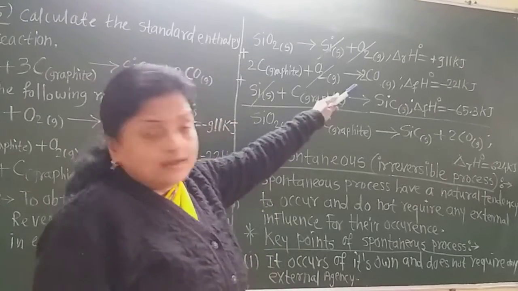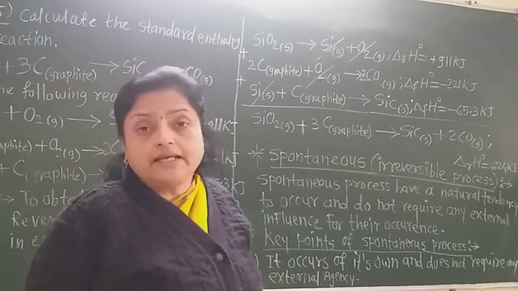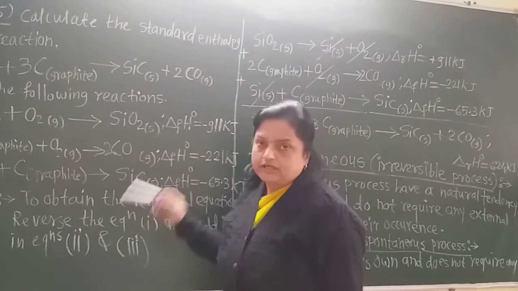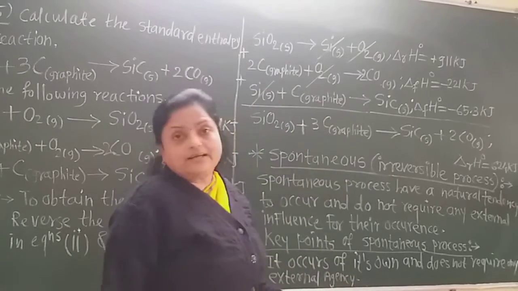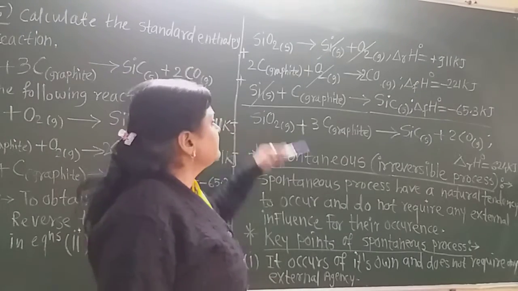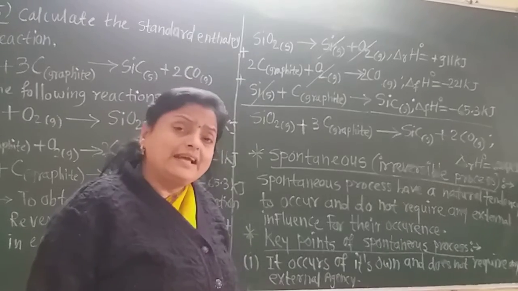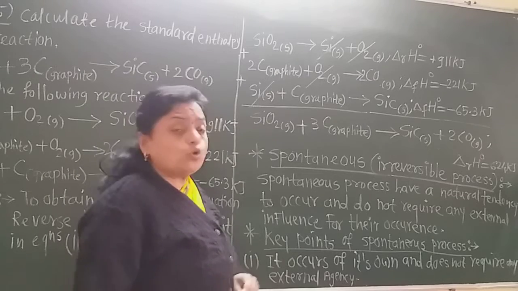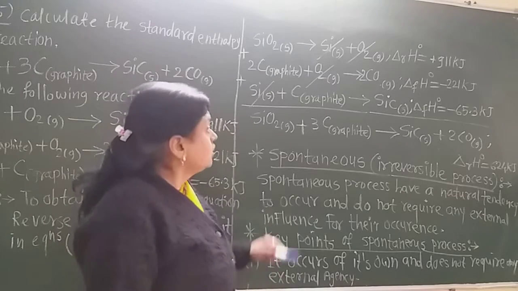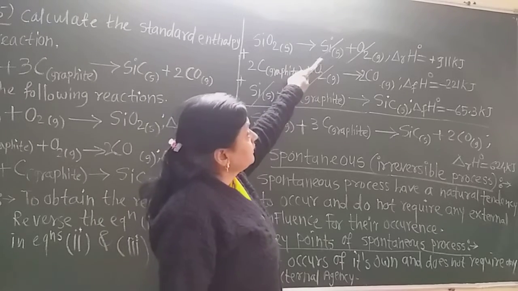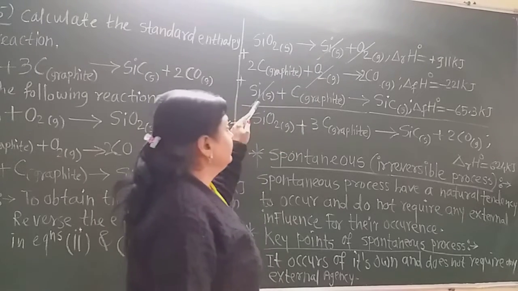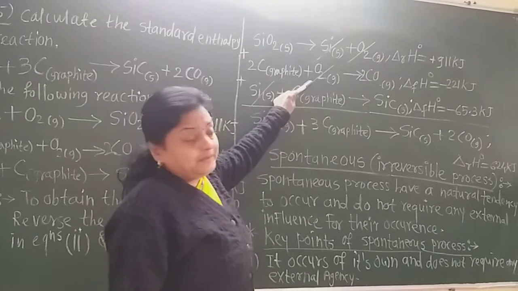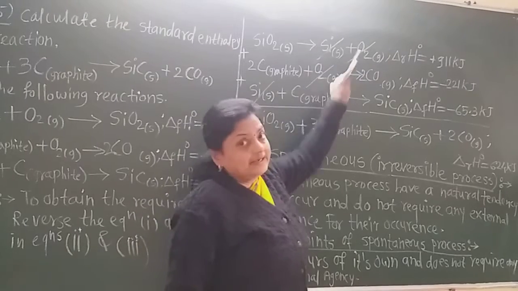Now I write the sign as positive because in the first equation the sign of this enthalpy change is negative. So I write plus 911 kilojoule. And the second and the third equations I write as they are. Now what is here: the silicon on the right hand side of this equation and on the left hand side of this equation, and the oxygen on the left hand side here and on the right hand side here.